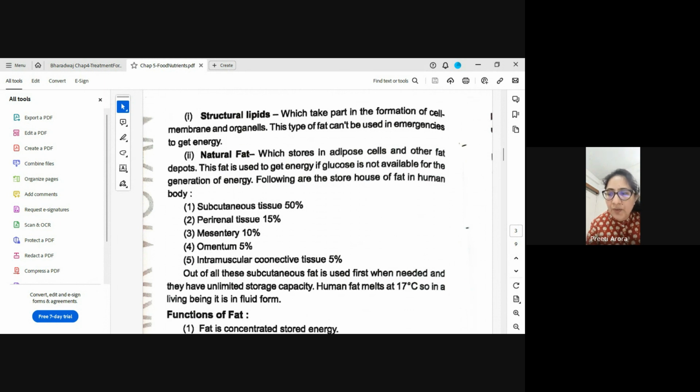So 50% of your fat is stored under the skin, and it is this subcutaneous fat that is used first when the body needs it. This is the first line of emergency. Second is your perirenal fat.